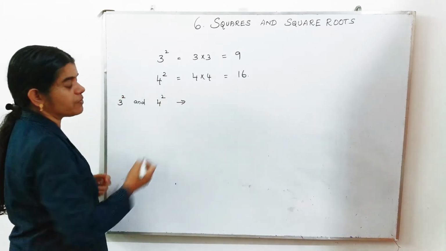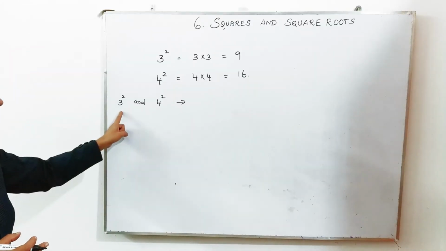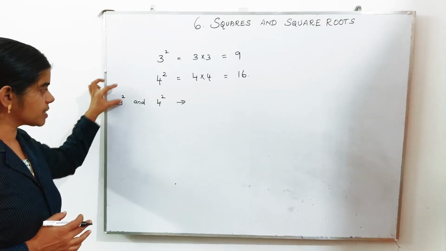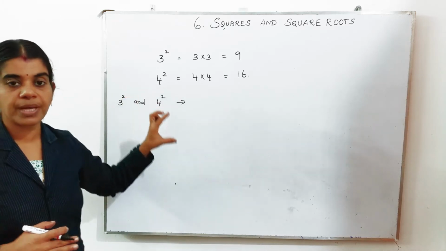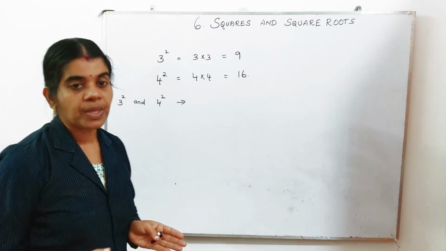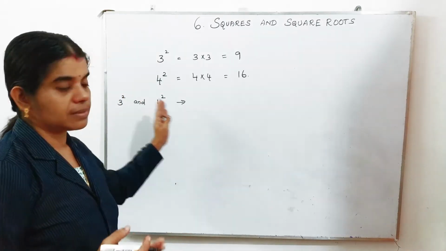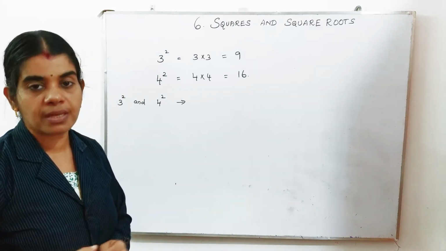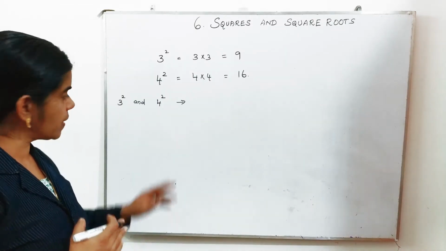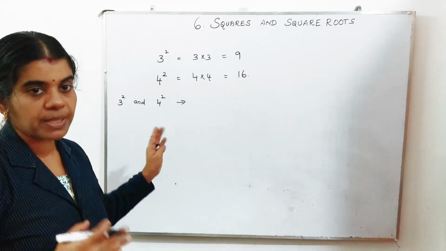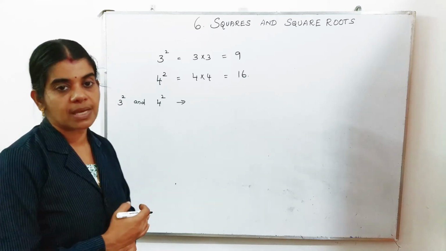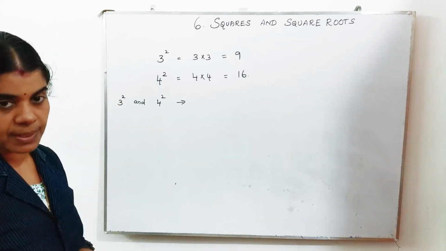Between 3 square and 4 square, how many non-perfect numbers are there? You know that 3 square is a perfect square, and 4 square is 16, that is also a square number. Between those two, how many non-perfect squares are there? Perfect squares you already know: 3 square and 4 square.